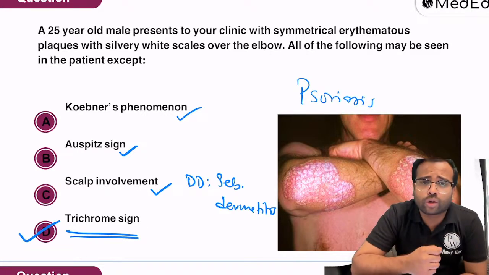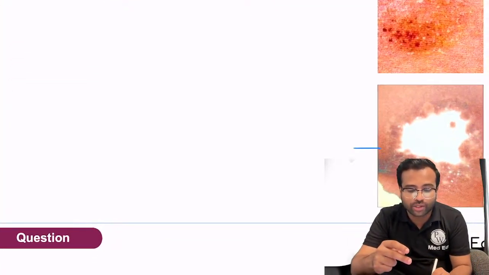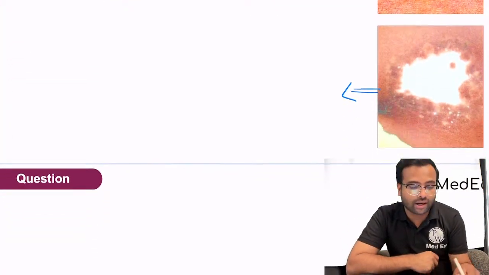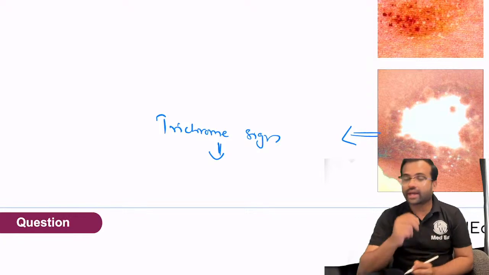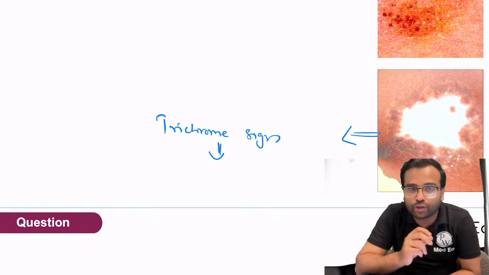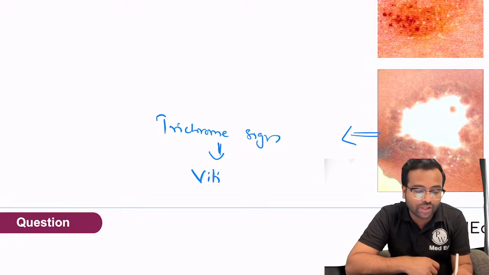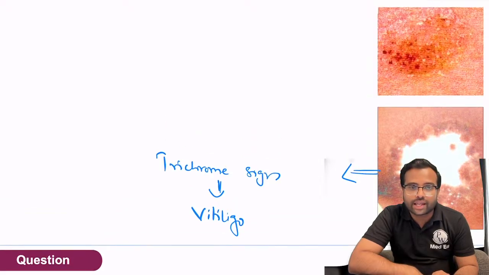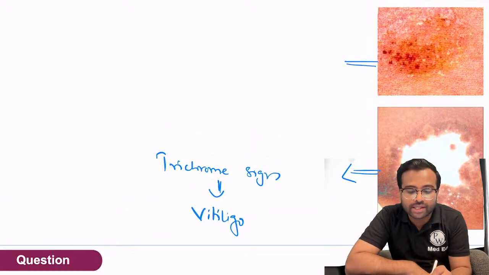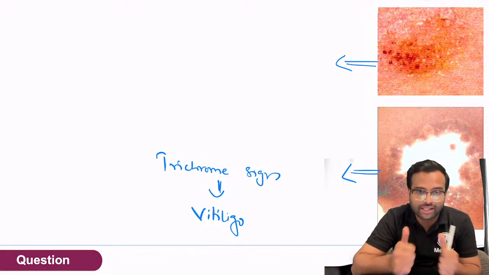But when you see this trichrome sign, it is also important that you tell me where you see this trichrome sign. So this is what you call a trichrome sign, and you see this in which disease? Can anybody answer in the chat box? You see this sign in a disease called vitiligo. In case you get this image in your exam, what is the diagnosis? Dharmesh, that is seen in vitiligo.